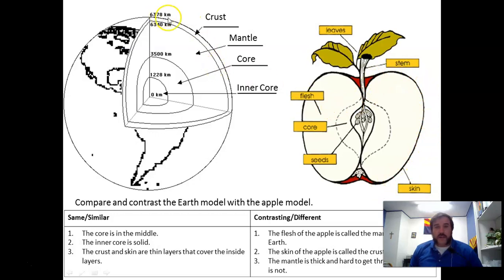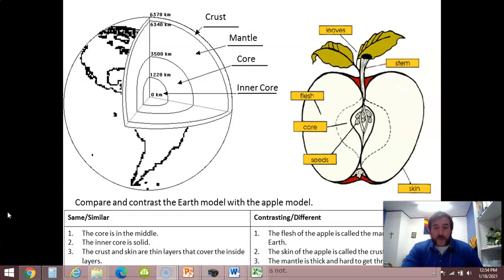Here we have the crust on the outer edge. We might be used to the skin with an apple because we say, do you want a green apple or a red apple? Well, what you're really talking about is the skin, right? Or I suppose a yellow apple, things like that. And that's the part you bite into, but if you really look at it, that's a really, really, really thin line in comparison to the rest of the apple.